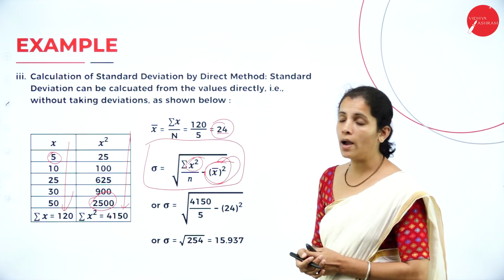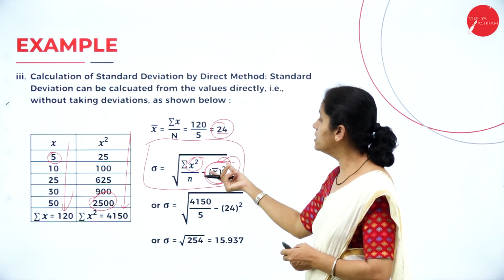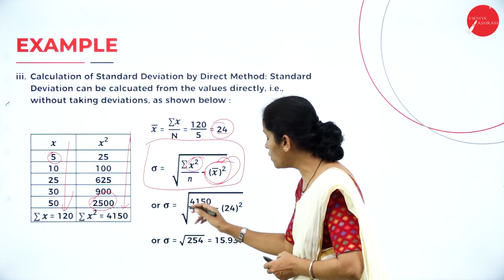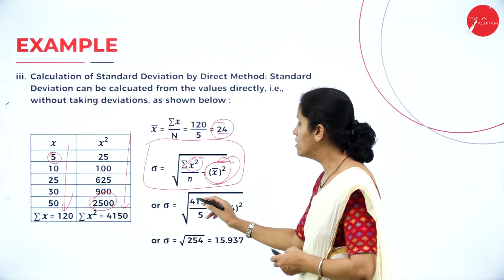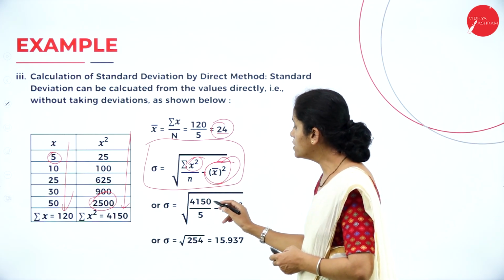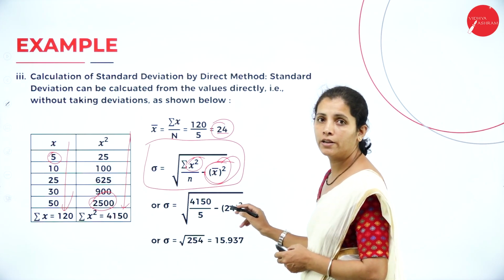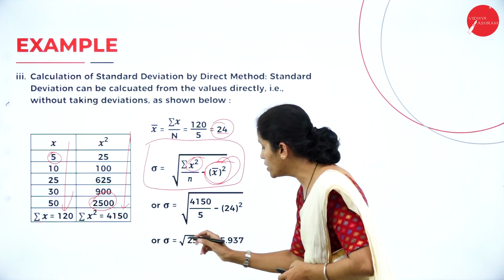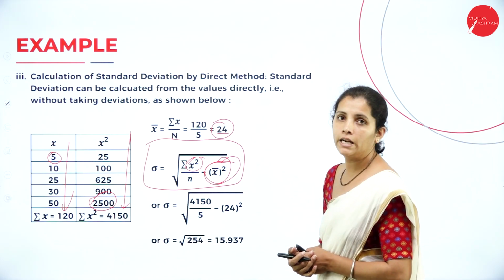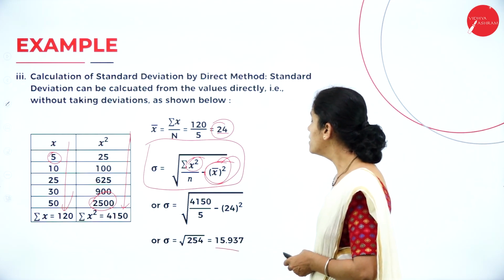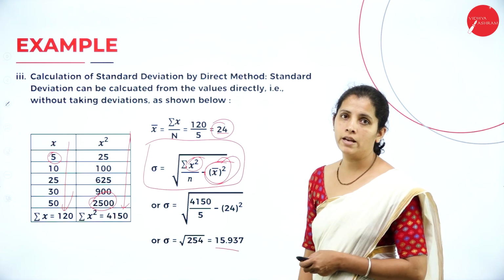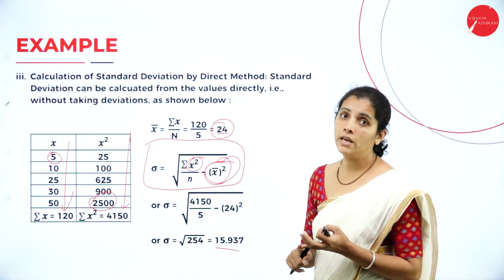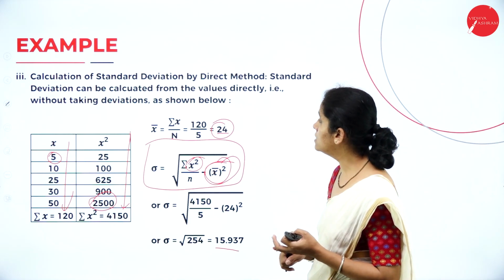Now I'm going to substitute 24 in the formula. It is 24 square. And I take the square root of the whole, square root of 3250 divided by 5 minus 24 square. After simplifying this, I'm going to get square root of 254. When I take the square root, I'm going to get the answer 15.937. So dear student, if I use the direct method or mean method or assumed mean method, I'm going to get the same answer.